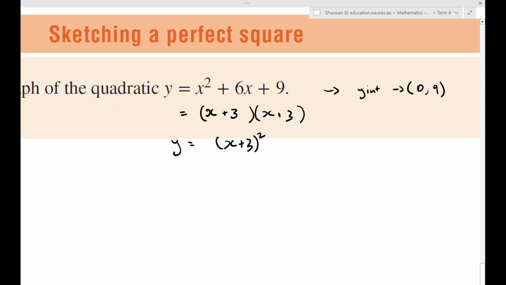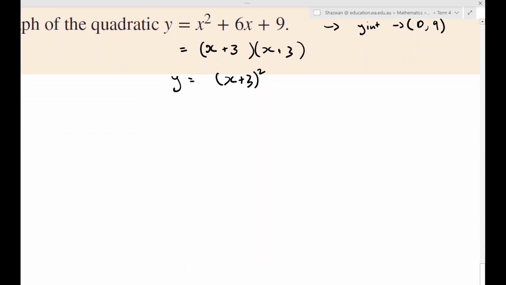This is basically turning point format. We can see, by looking at this through the lens of turning point format, that we've just taken our quadratic and we've shifted it 3 spaces in the negative direction. So we're going to have something that looks like this. So we know that from turning point format.